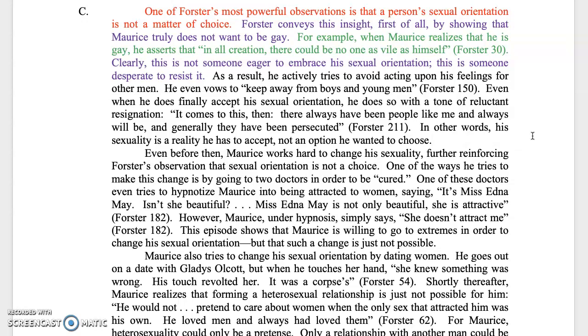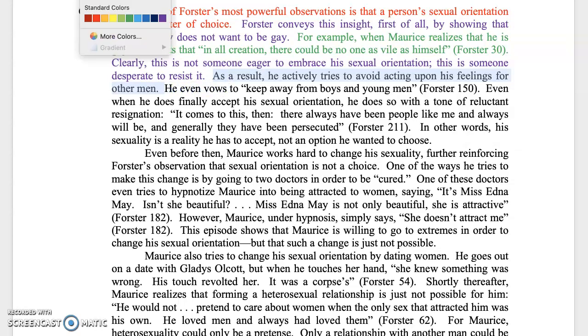And this really goes back to the method of determining an author's observation that we talked about in the previous video, which is success or failure. So all of these examples are really examples of how Maurice tries to avoid his sexual orientation, but that he fails to resist it. And so Forster is showing that doesn't work, and that therefore sexual orientation is not a choice.